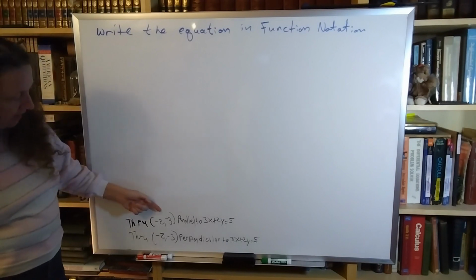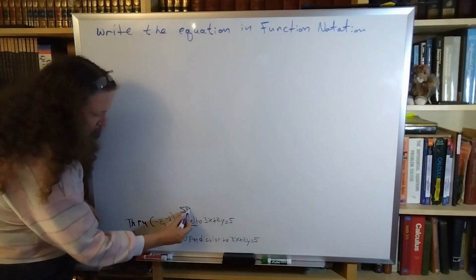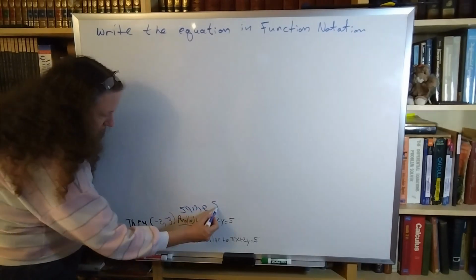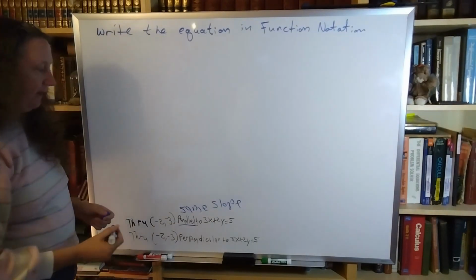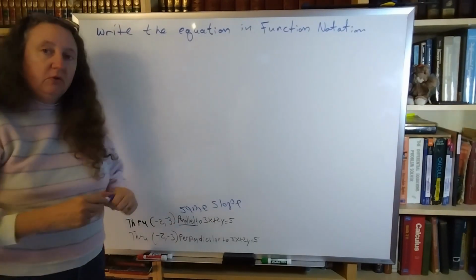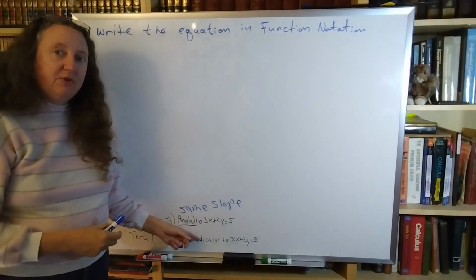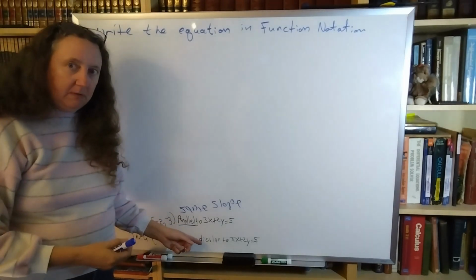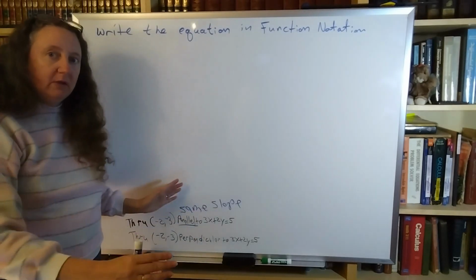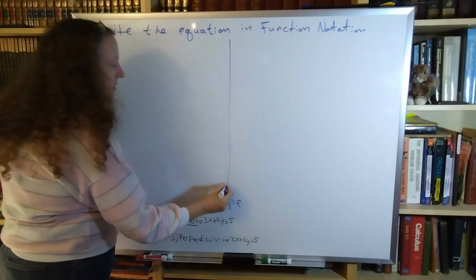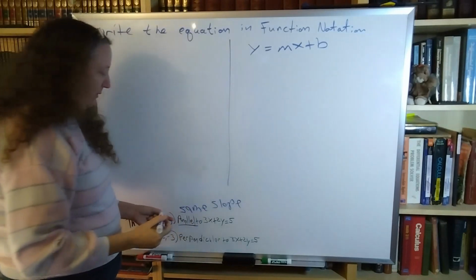Goes through -2 comma -3, and it is parallel, so that means same slope, to that. 3x plus 2y equals 5. So with this, I can do it either of two different ways. I can change this and make it look like y equals mx plus b, or I can keep it as it is and use a different method. I'm going to do both ways. So y equals mx plus b. Let's do it that way first.